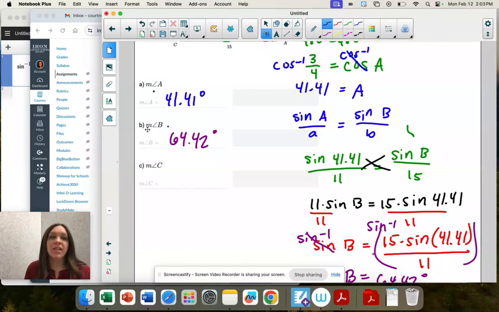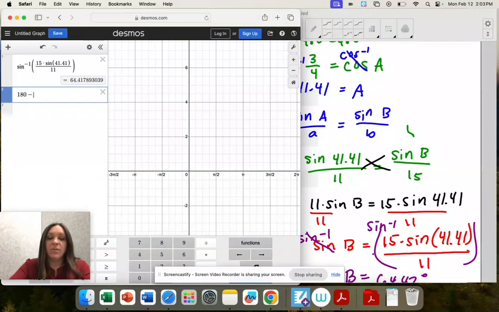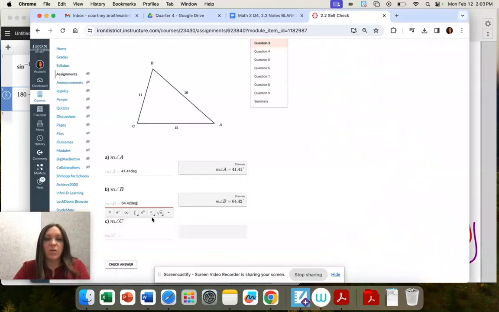Okay, all of these angles add to what? They all add to 180. So to find angle C, now that I already have 2, I just get to subtract from 180. So 180 minus 41.41 minus 64.42, I get 74.17.